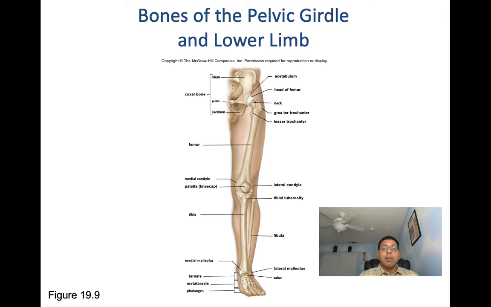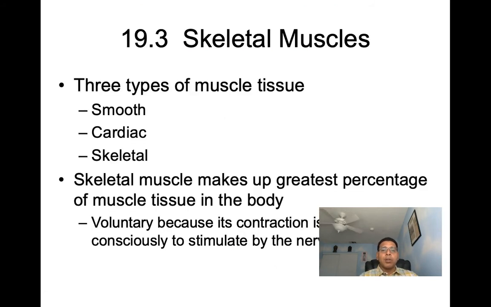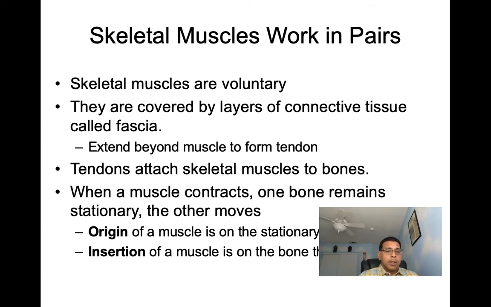Next then let's move on to muscle tissue. Now when we talk muscle tissue, we recall we have 3 different types of muscle tissue we talked about: smooth, cardiac, and skeletal. We're going to focus on skeletal here. Skeletal muscle makes up the greatest percentage of muscle tissue in the body. And skeletal muscle is under voluntary control.